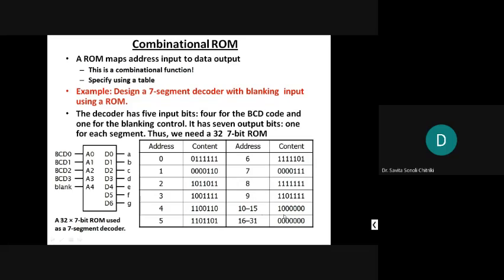So for 10 to 15, what will happen? This bit is going high, rest all zeros. 16 to 31 also all zeros. So a 32 cross 7 bit ROM is used as a 7 segment decoder. So here we are going to use ROM as a decoder. So whatever the equivalent values for displaying each BCD number will be stored in a ROM there, right?